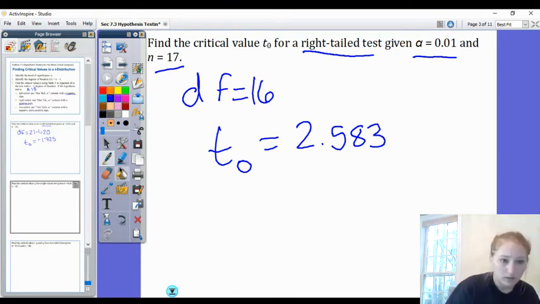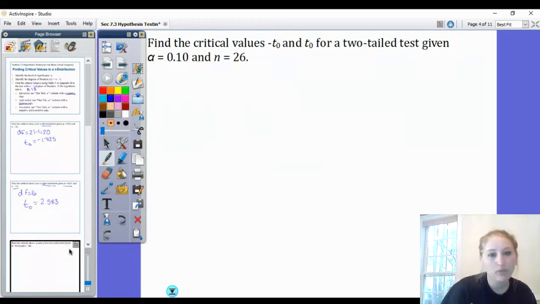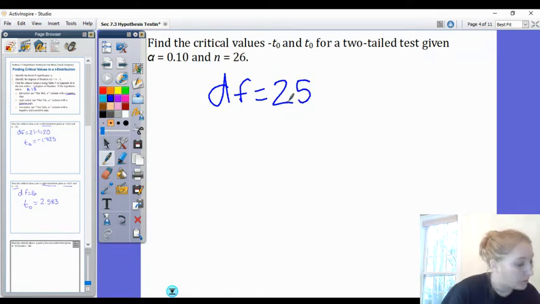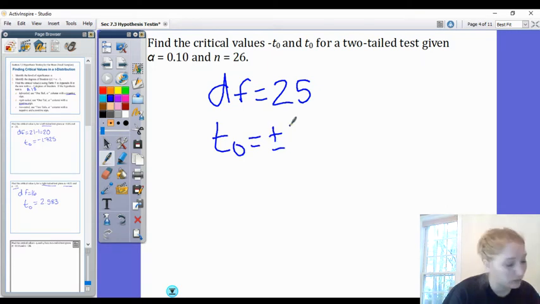All right. Next, let's do a two-tailed test. So this time I'm going to have two values for t naught, okay? So just like before, we're going to find our degrees of freedom. So in this case, it's going to be 26 subtract 1, so it's going to be 25. And this time I'm going to make sure I use the two-tailed test on page A18. And I'm going to go down and I'm going to see that this one is going to be plus or minus 1.708.